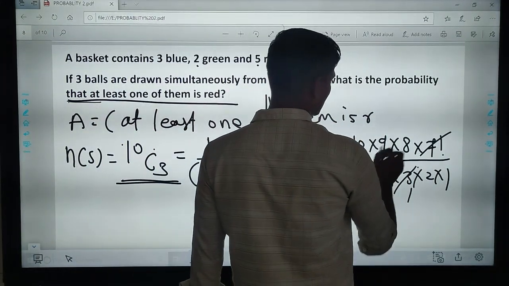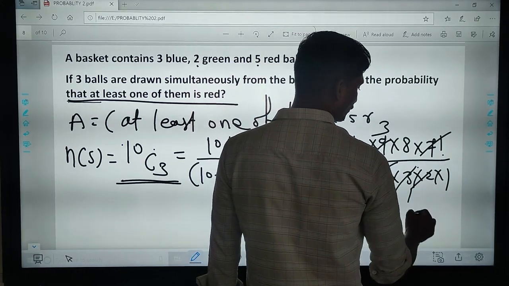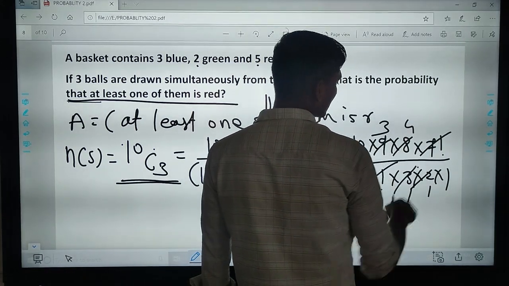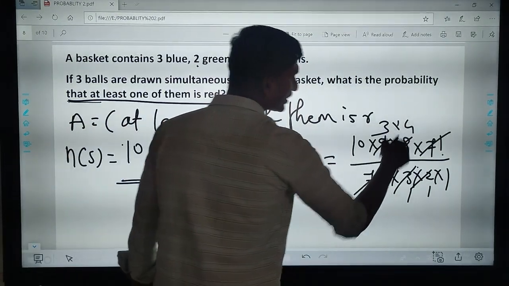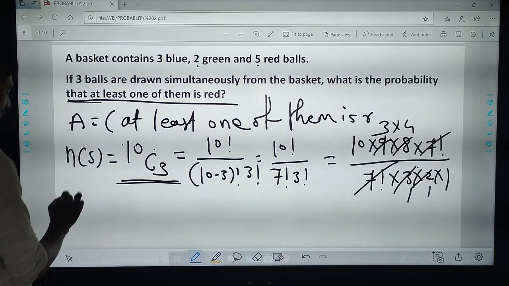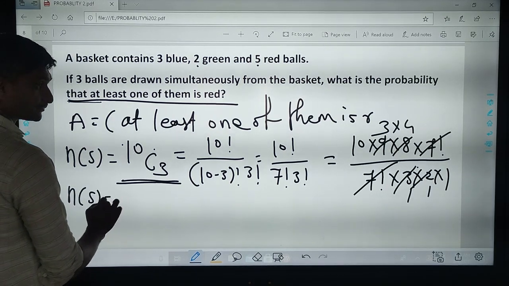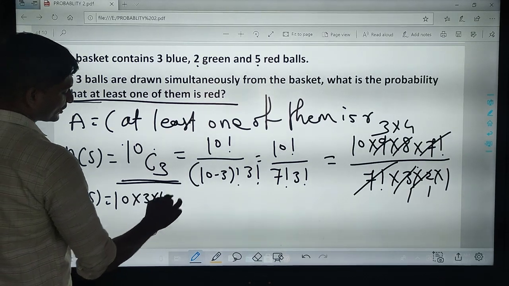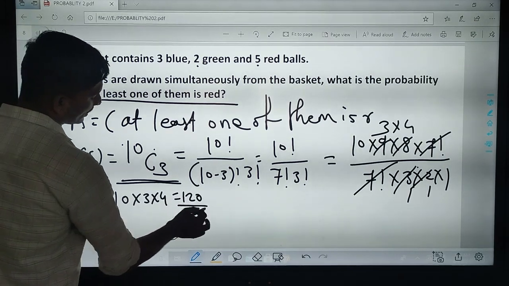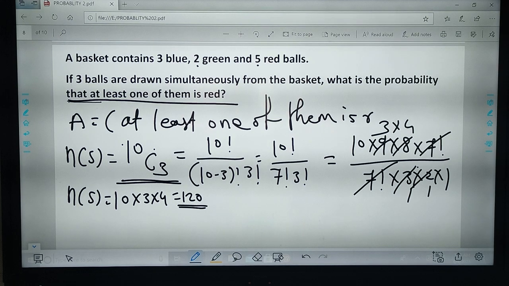3 ones are 3, 3 threes are 9. 2 ones are 2, 2 fours are 8. Then your n of S is equal to 10 into 3 into 4. That is 120. This is your n of S.